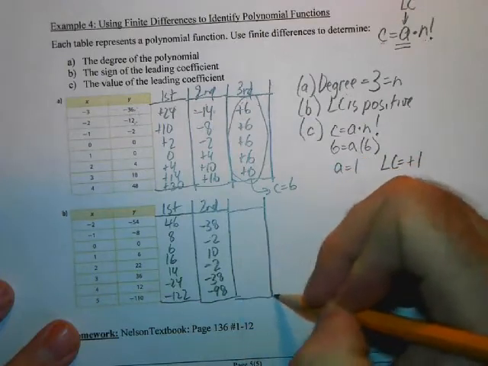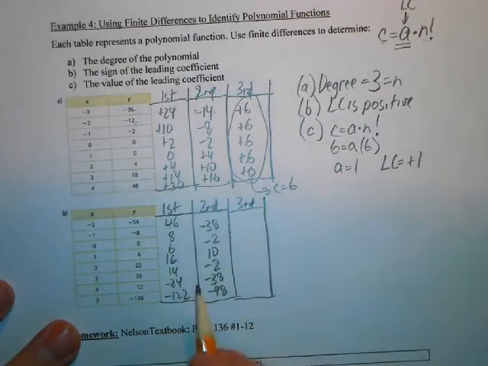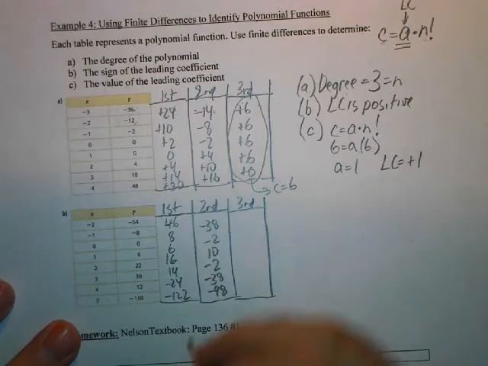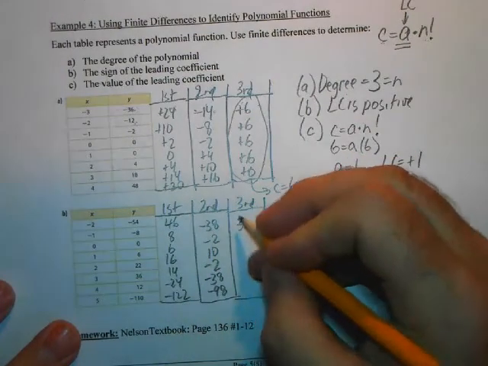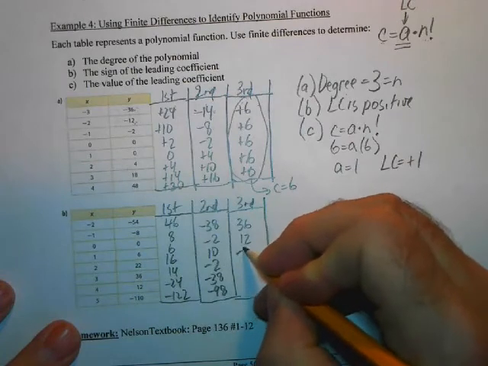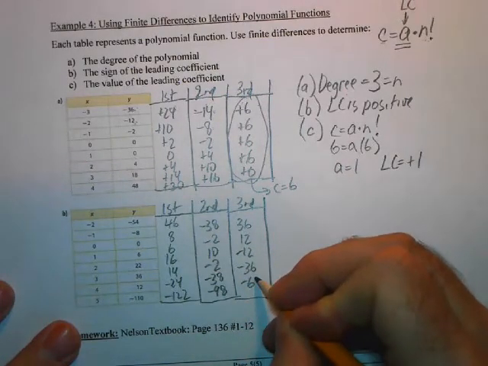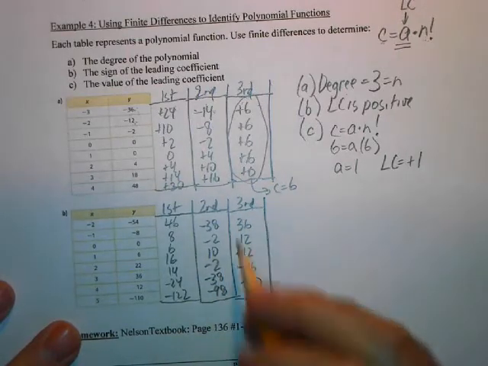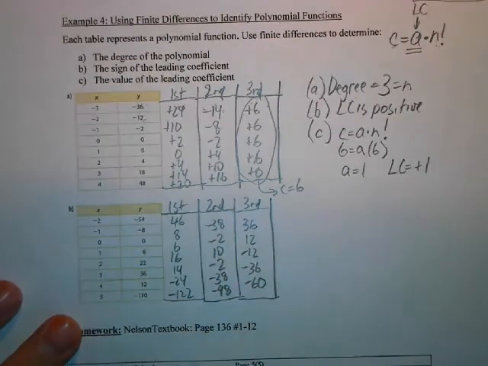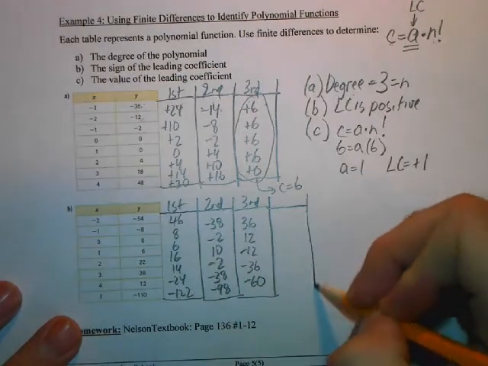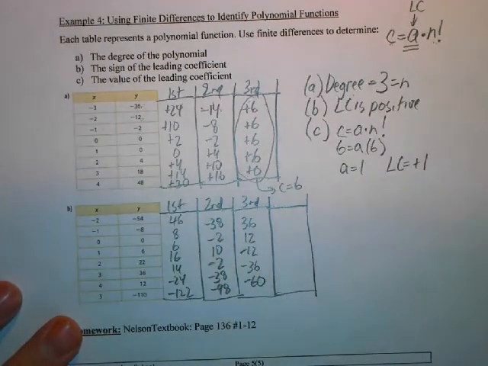Third differences. So now it's like negative 2 minus negative 38, or plus 38. So that's positive 36, positive 12, negative 12, negative 36, negative 60. So third differences are not constant, therefore not a cubic, not degree 3. And hopefully, cross our fingers, we don't have to go much farther.